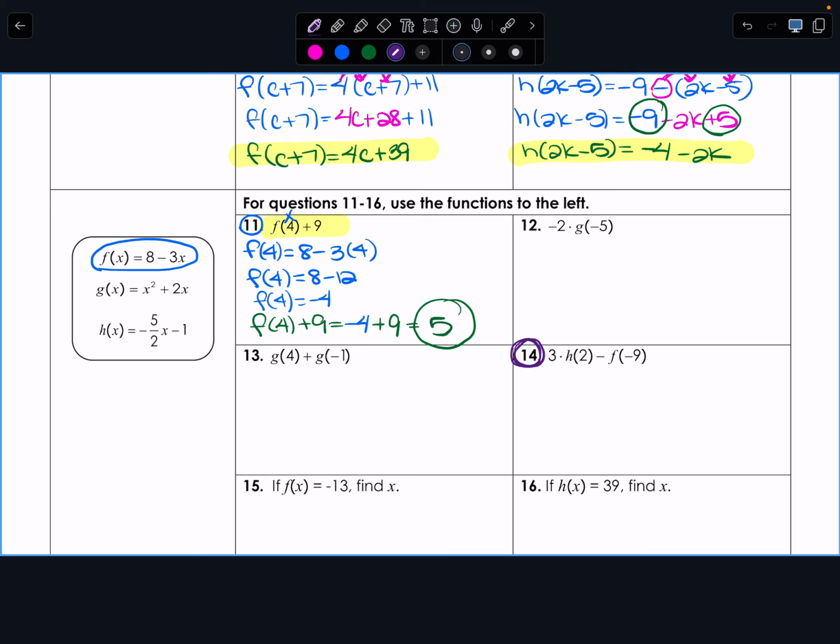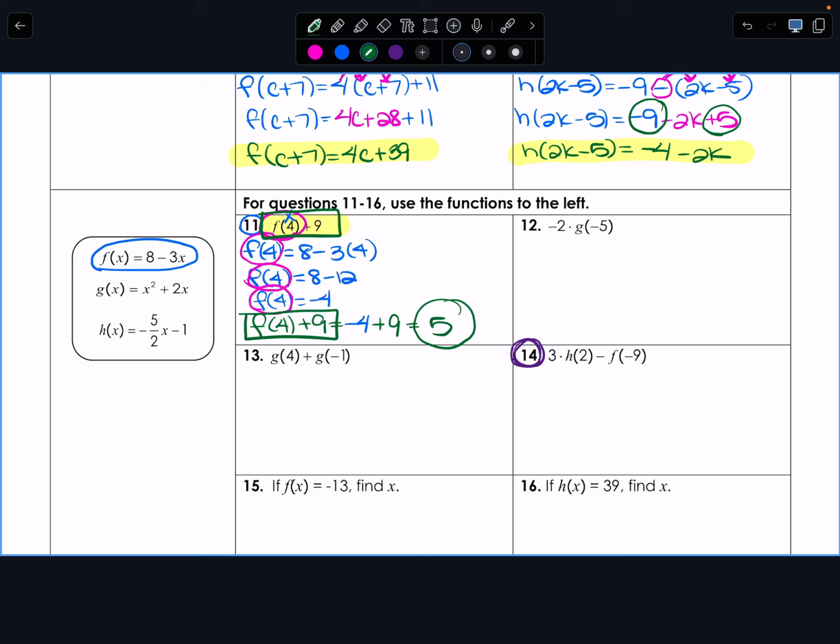Yes, Trejo. How did you skip from f of 4 equals negative 4 to f of 4 plus 9? Good question. So what I started off with is I chunked my problem into two things. So I first found just what f of 4 was. And then I went back to find the whole thing, which was my f of 4 plus 9, to get my final answer.